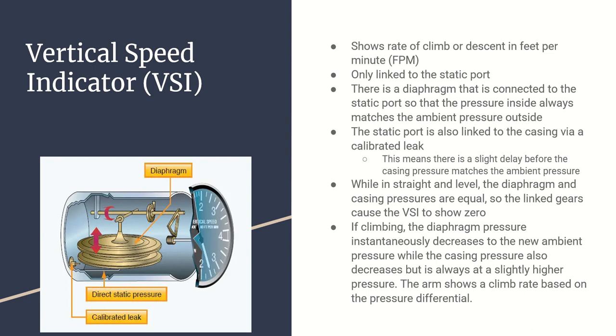And then once we level off, right, if we're climbing or descending, once we stop that and we level off, after a couple seconds, when that calibrated leak finally catches up, then the pressures between the diaphragm and the casing equalize, right? And when they are equal, they show zero. And that makes sense, right? We're not climbing or descending, so there should be no significant changes in pressure between the two.